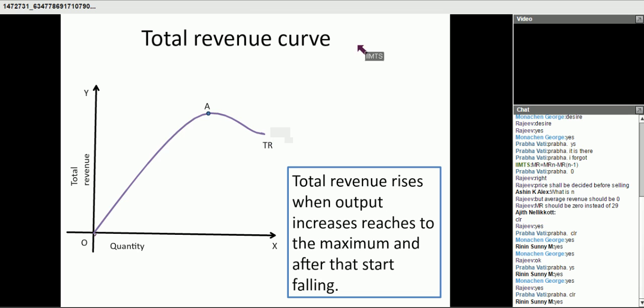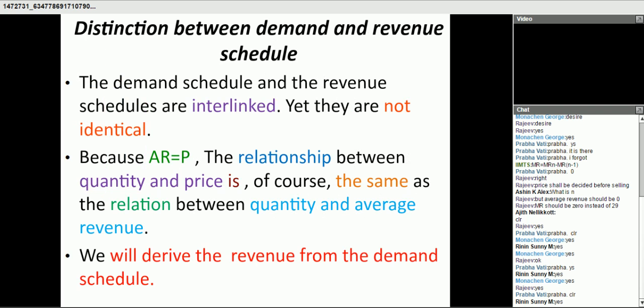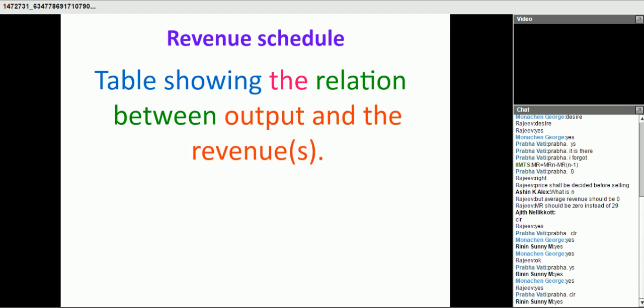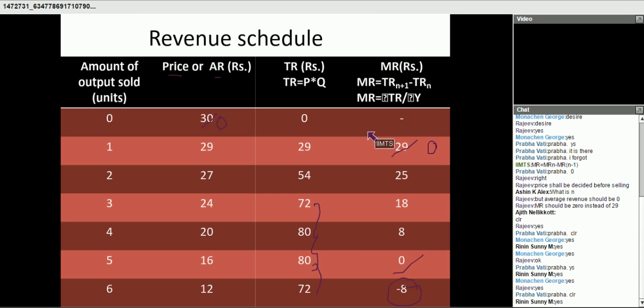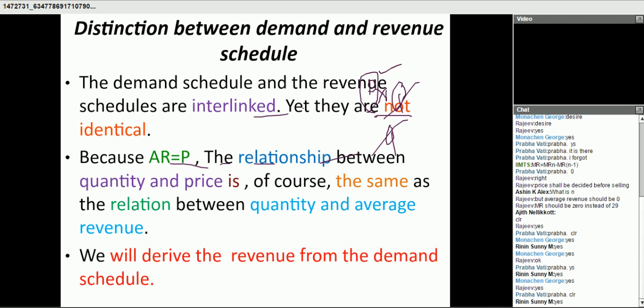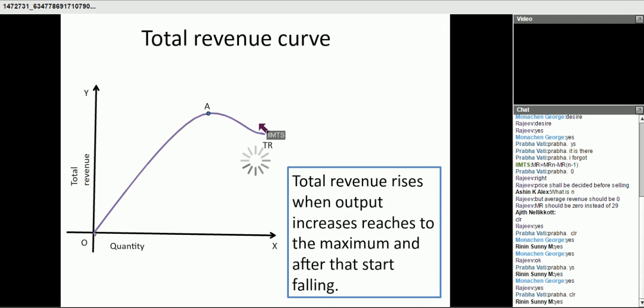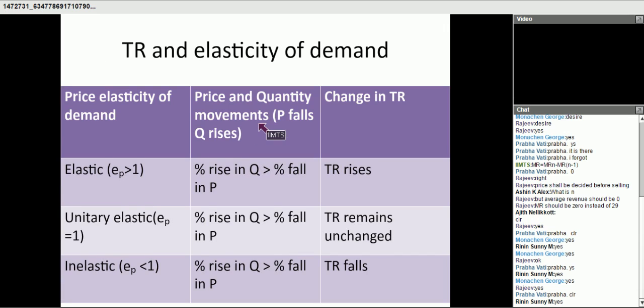So if we just look at that graph, we can see that initially the total revenue is increasing from 0 to 29, then 54, 72, then 80, again 80, and then negative. So it's now going down. So this is what has been plotted in that graph. Now next.